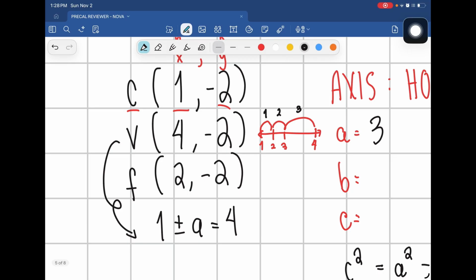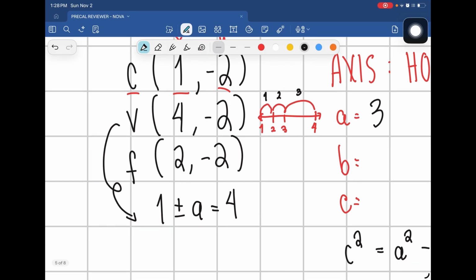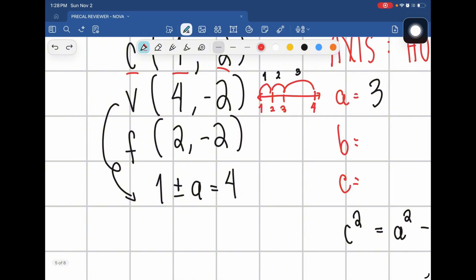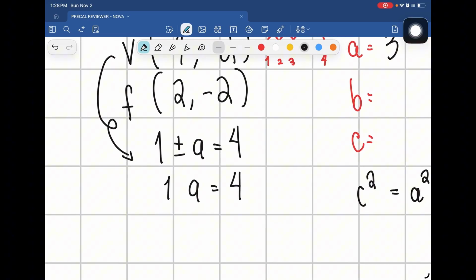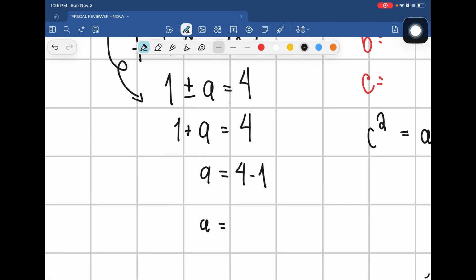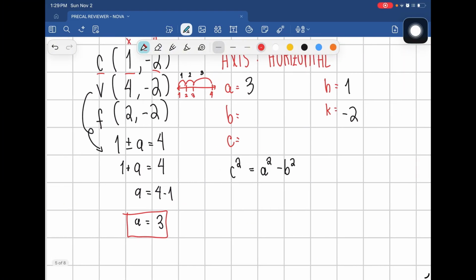Now let's try finding it using the equation. Let's use either of the operations of plus and minus, but let's use plus in this case first. So 4 equals 1 plus A. And let's do some algebra. Let's transfer 1 into the right hand side because we want to isolate A. Therefore, A is equal to 4 minus 1, and A is equal to 3. There.